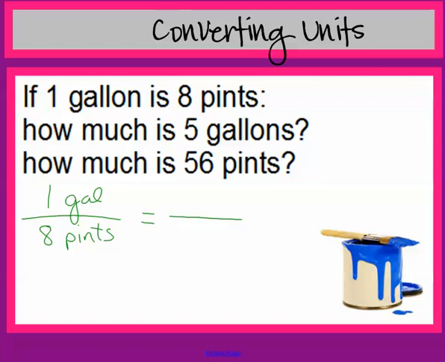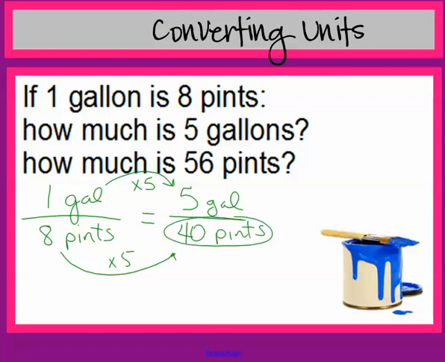Okay, we're looking at 5 gallons. So our conversion would include a factor of 5. So we'll multiply 8 pints times 5. Every gallon has 8 pints, and we have 5 gallons. So that tells us that we have 40 pints in 5 gallons.